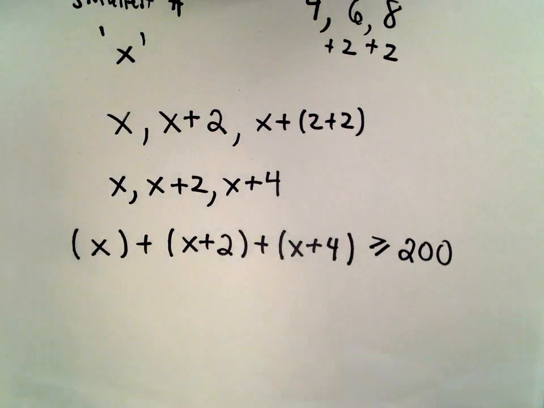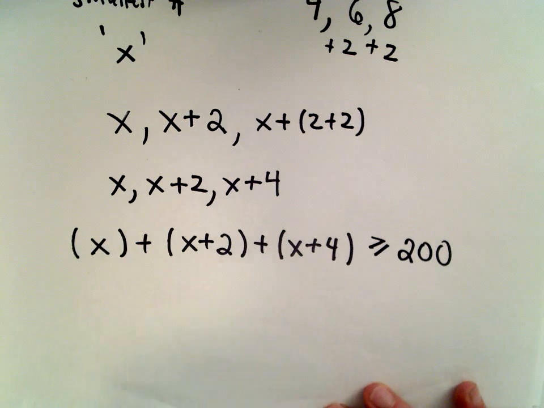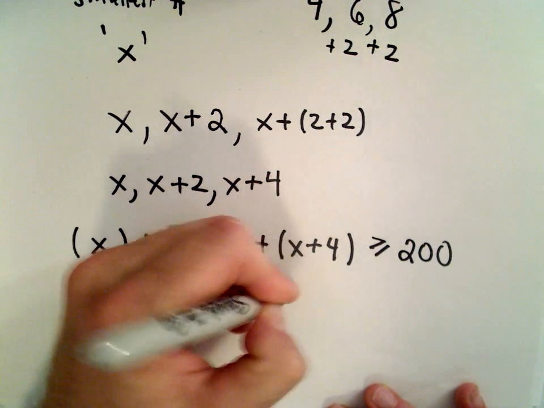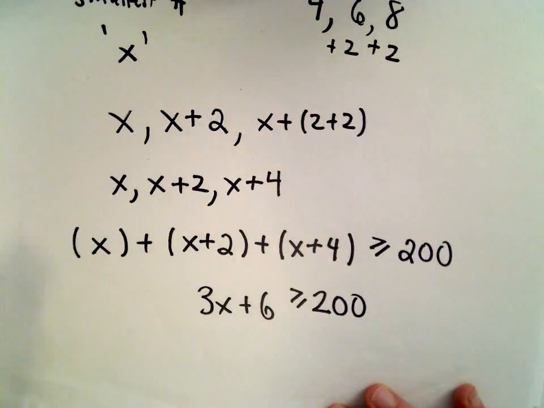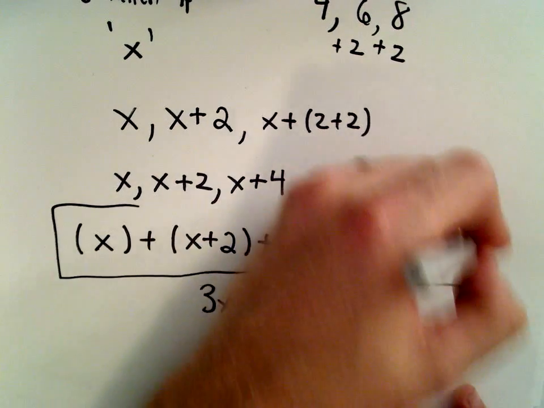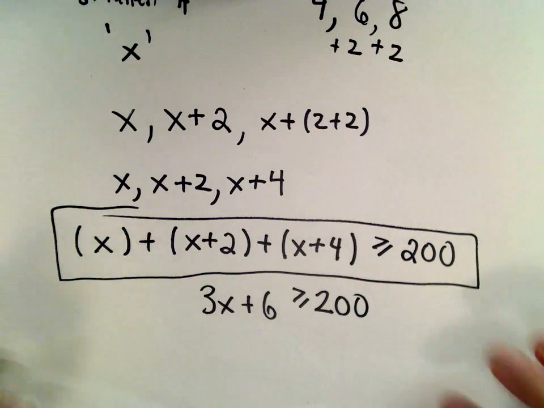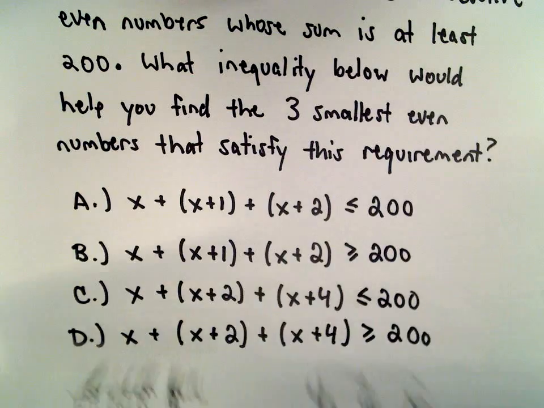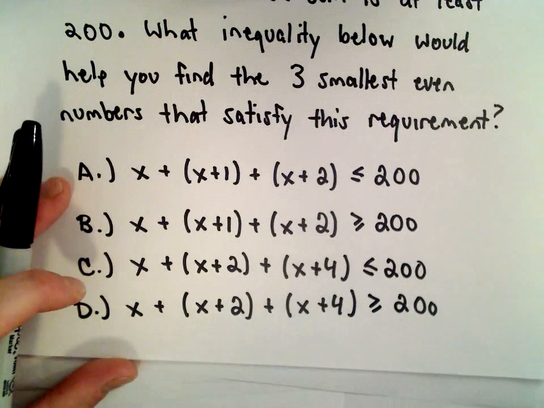So again, you could certainly combine like terms. You could add the x's together, make it 3x. 2 plus 4 would be 6. So equivalently, you could write this as 3x plus 6 greater than or equal to 200. But I don't think that was one of our choices. So let's see if we can find x plus the quantity x plus 2 plus the quantity x plus 4 greater than or equal to 200.